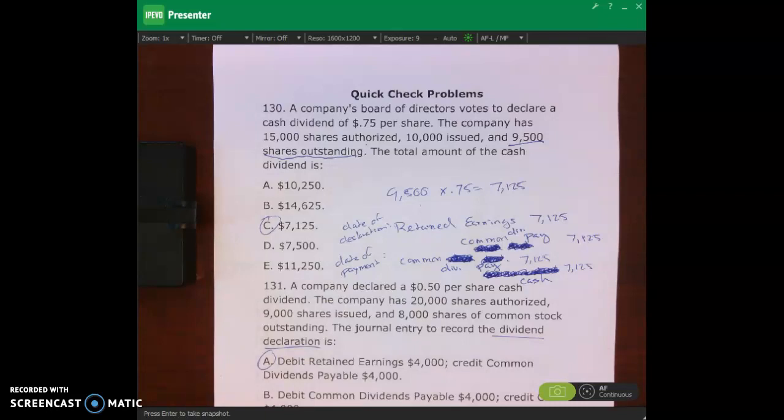And then on the date of payment, we debit our common dividends payable for 7,125, and then we credit cash for 7,125. All the question is asking you for is what's the total amount of the cash dividend? Well, that's C, but I gave you the journal entries here for the date of declaration and the date of payment. Remember, on the date of record, there is no journal entry.